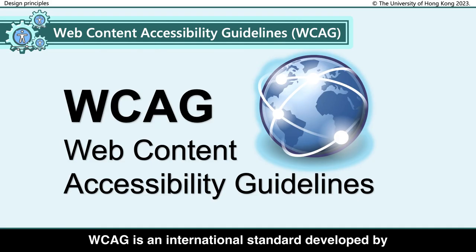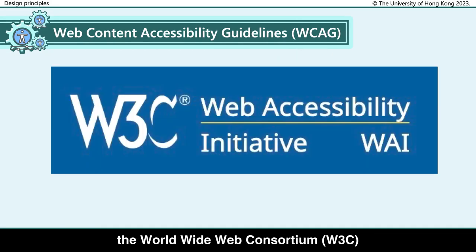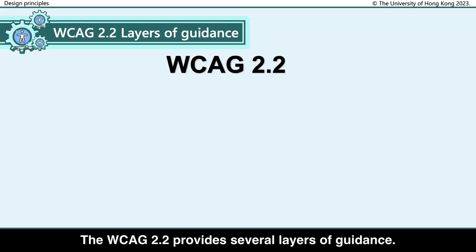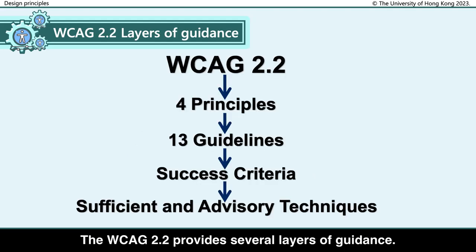WCAG is an international standard developed by the World Wide Web Consortium, W3C, Web Accessibility Initiative, WAI. The latest version is WCAG 2.2, which was published on October 5, 2023. The WCAG 2.2 provides several layers of guidance.